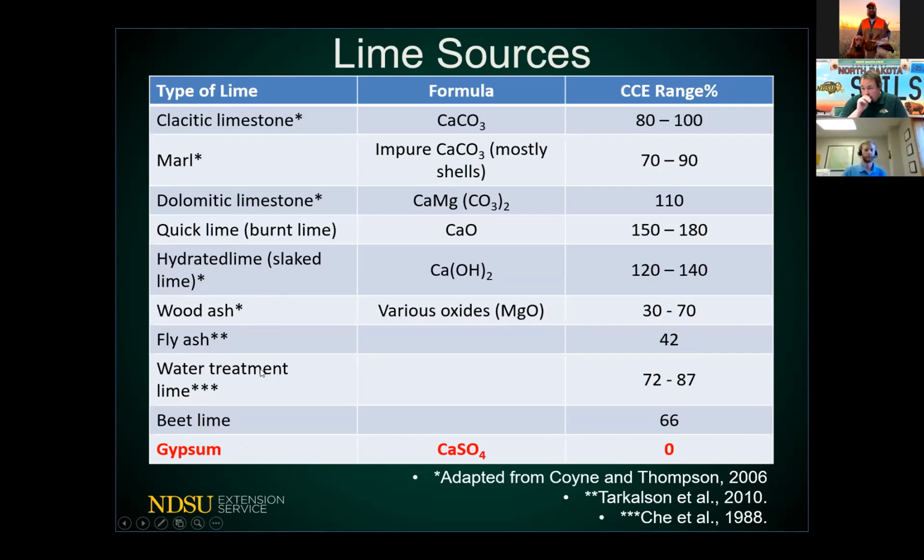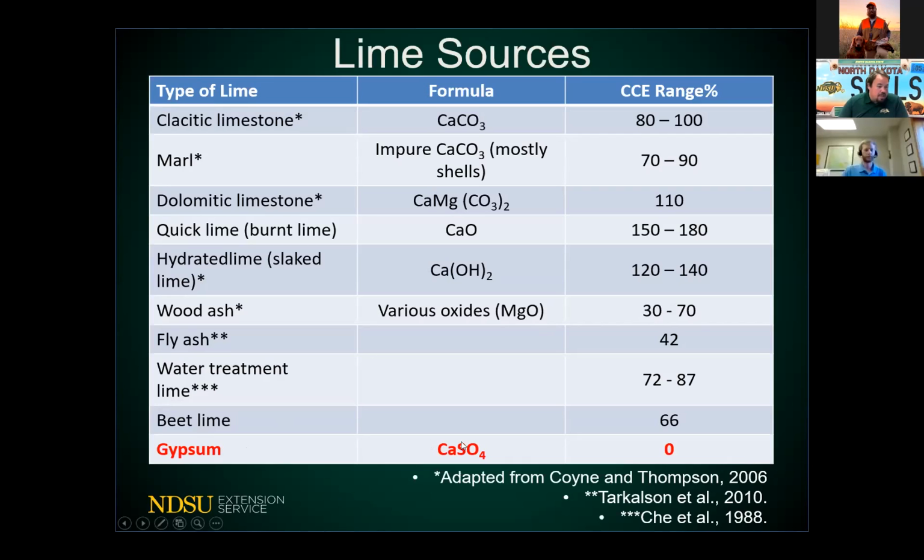Water treatment lime, all of our local municipalities use lime for their water purification process. And some information I found was somewhere around 72 to 87% on that. Beet lime is where Ryan and I have been doing the majority of our work. We've been getting that from Sidney, Montana, and that usually ranges somewhere around 66%.